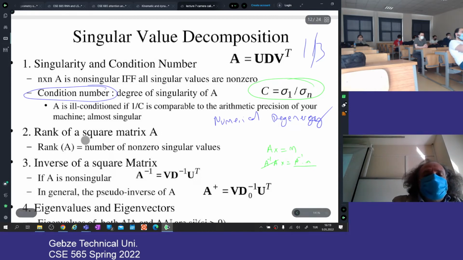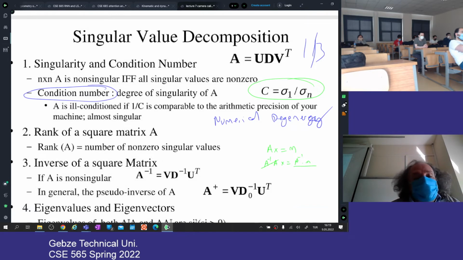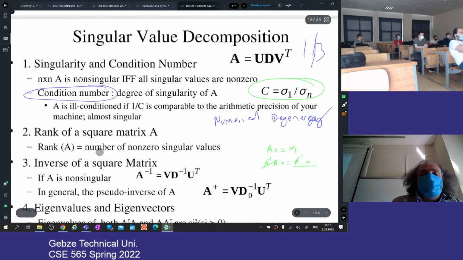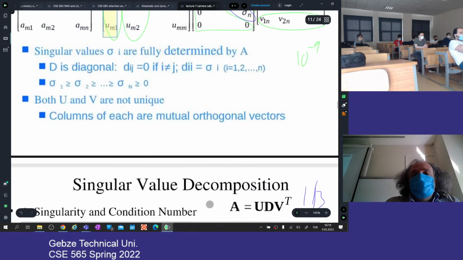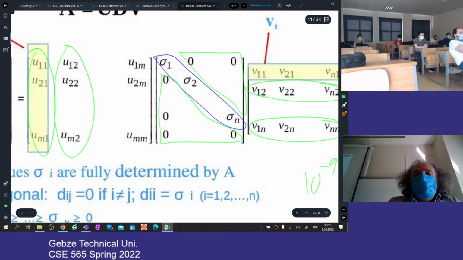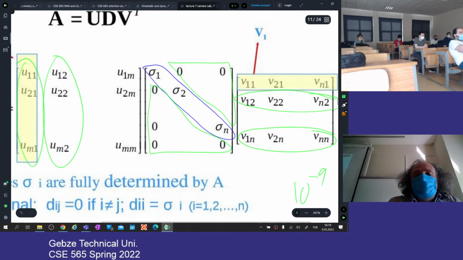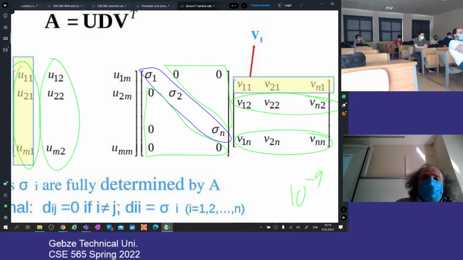The second one is the rank of a matrix, any matrix. The rank of a matrix A is the number of non-zero singular values. So count these: non-zero, non-zero, non-zero. If you have 5 non-zero elements in this matrix, then the rank of matrix A is 5. So why is it important to have the rank of a matrix?